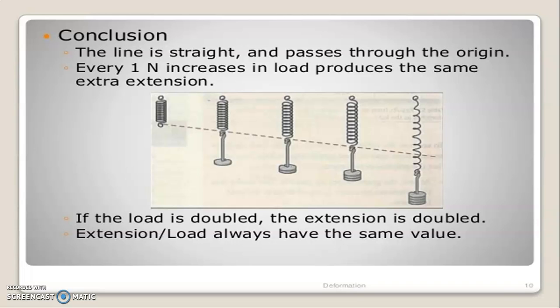What will be the conclusion? The line is straight and passes through the origin. It means every 1 Newton increase in the load produces the same extra extension. If the load is doubled, extension is doubled, and extension over load always has the same value.